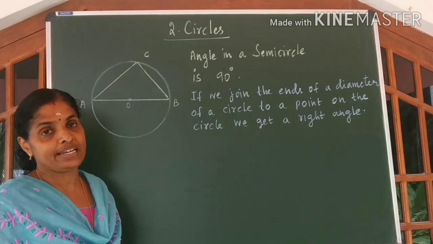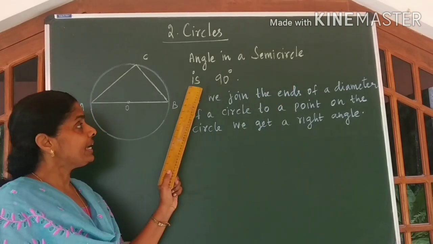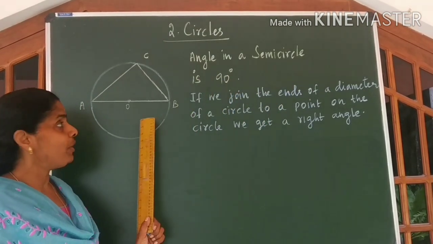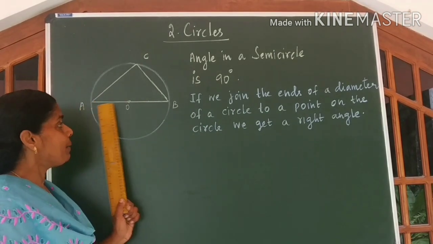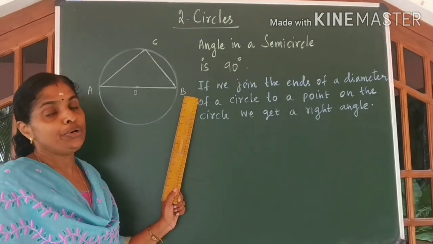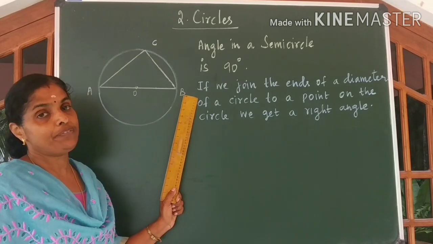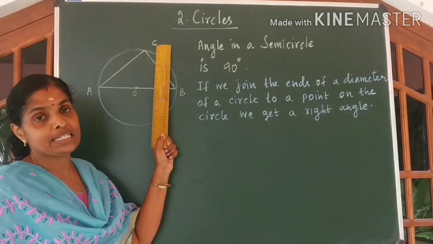We are going to discuss that the angle in a semicircle is 90 degrees. To prove it, I have drawn a circle with center O. AB is the diameter of the circle. You know the meaning of diameter: the longest chord of a circle. C is a point on the circle.